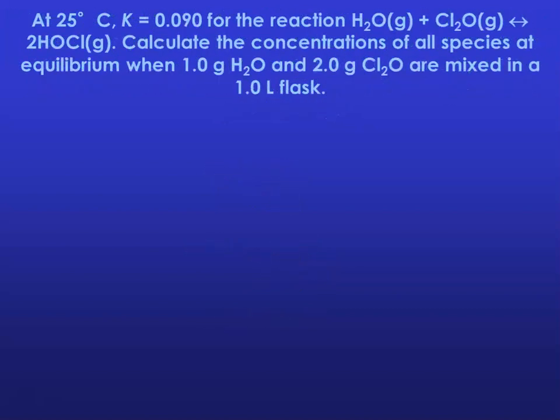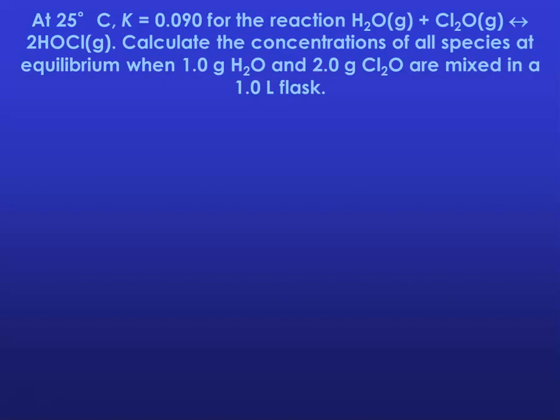I do think this one is going to involve initial quantities. We have a K of 0.09 for water vapor and dichlorine monoxide forming hypochlorous acid in the form of a gas. We are given the initial amounts when you have 1 gram of water and 2 grams of dichlorine monoxide mixed in a 1 liter container. So we only have initial amounts, and we want to figure out what we have at equilibrium for all 3 components, the 2 reactants and the 1 product.